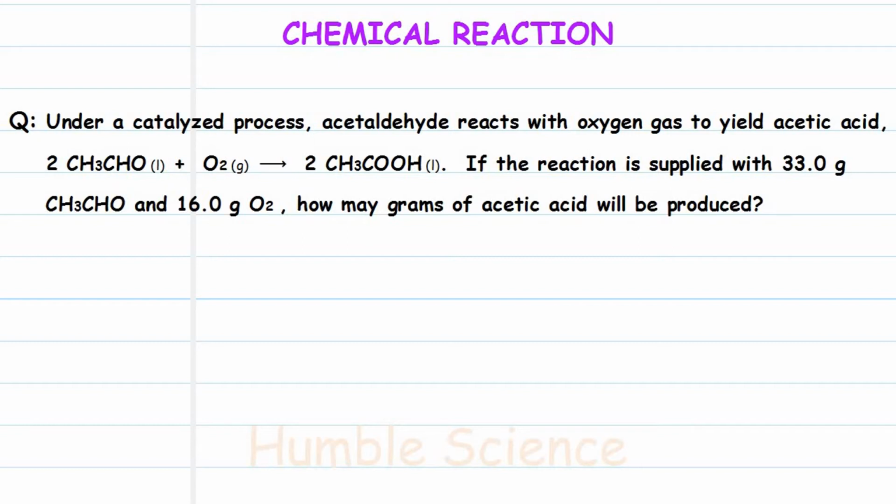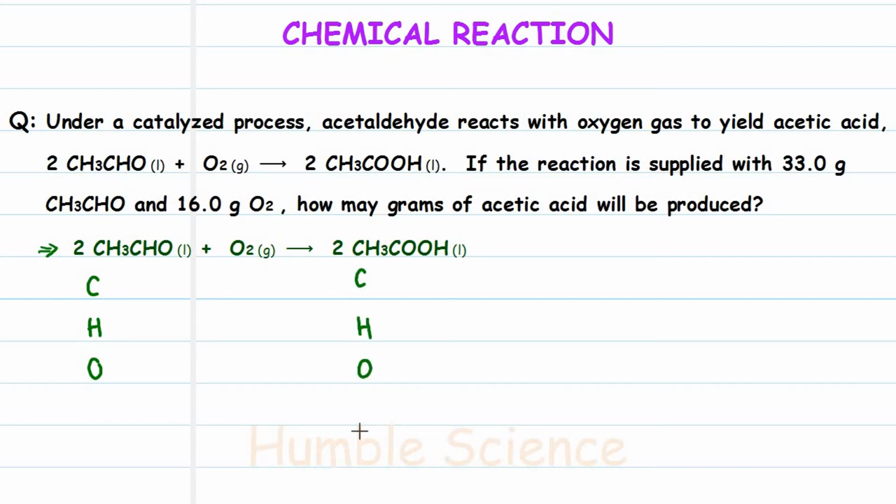Again, the first step is to make sure that the chemical equation is balanced. On the left hand side, we have C, H, and O. And on the right hand side, we also have C, H, and O. The total carbon in the left hand side is 4, hydrogen is 8, and oxygen is 4. And the total carbon on the right hand side is 4, hydrogen is 8, and oxygen is 4. Everything matches, that means this equation is already balanced.